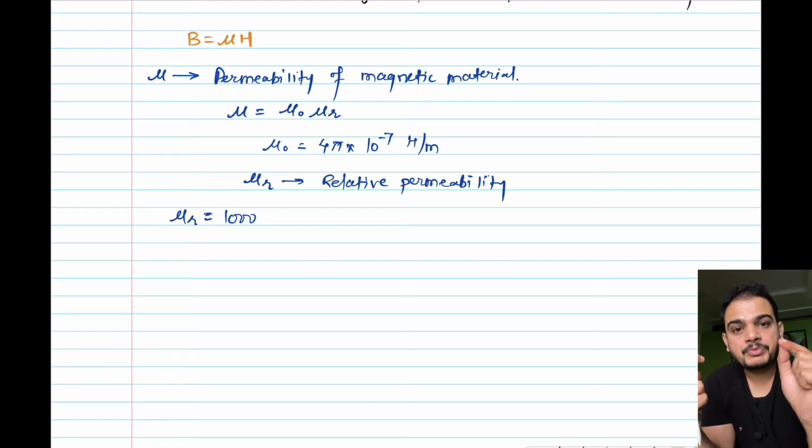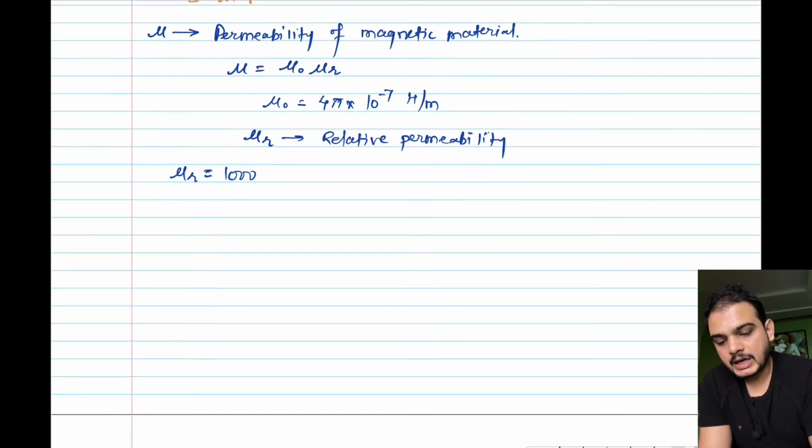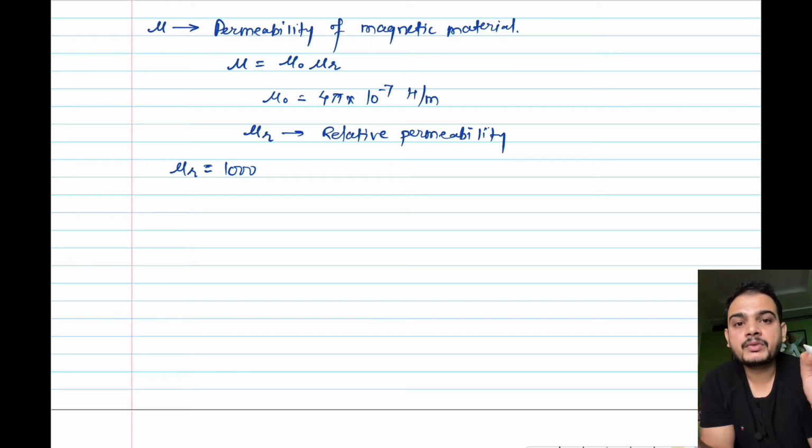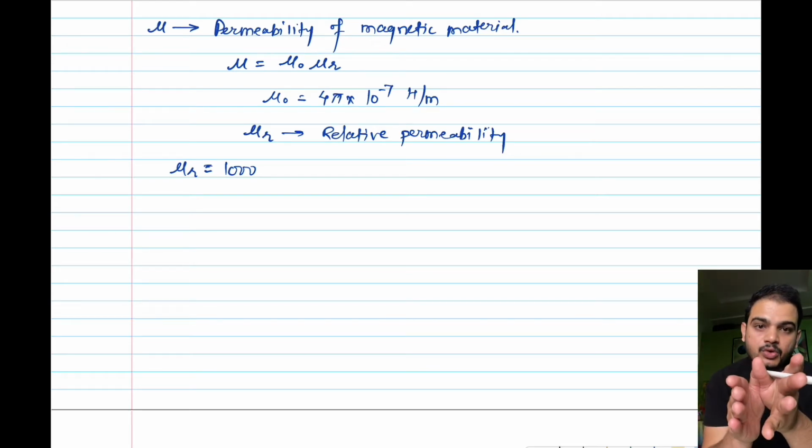The mu naught value is 4 pi into 10 to the power minus 7 Henry per meter. Its unit is Henry per meter, but relative permeability is a unitless quantity. Always remember, there is no unit for mu r, but mu naught is Henry per meter. We will always compare our magnetic material with air itself. If mu r is equal to 1, then we are comparing air with air.